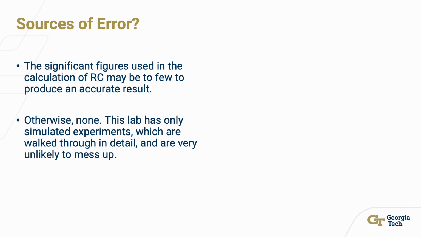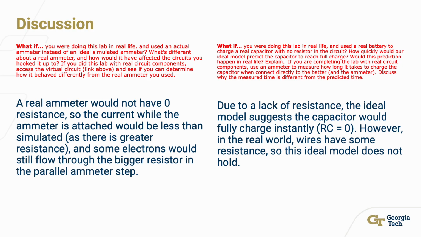Maybe the significant figures of RC were a little too few to produce an entirely accurate result. So for the first what-if question, a real ammeter would not have zero resistance. So the current while the ammeter is attached would be less than simulated, as there's a greater resistance, and some electrons would still flow through the bigger resistor in the parallel ammeter step.